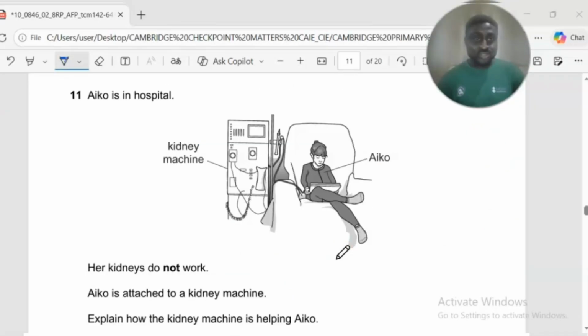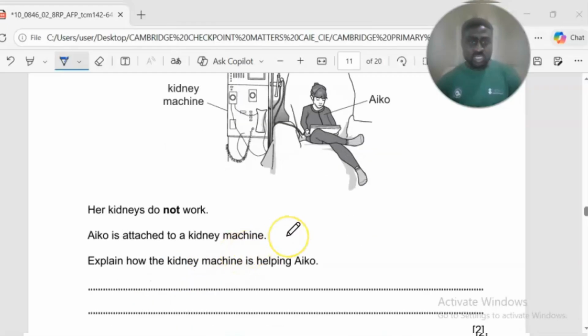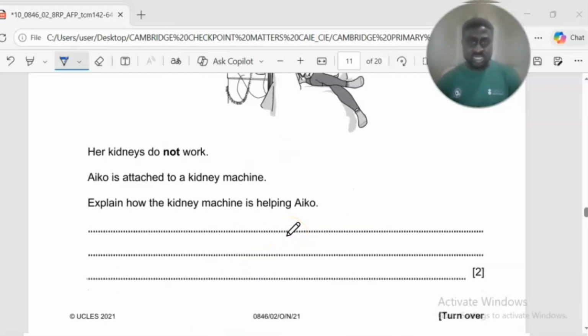Here we are, moving on to question 11. Aiko is in hospital. We have a picture here showing Aiko attached to a kidney machine. We all know the dialysis process that goes on when an individual has developed kidney issues or kidney malfunction. So that is the typical picture that is replicated here. Her kidneys do not work. Aiko is attached to a kidney machine as illustrated earlier. Explain how the kidney machine is helping Aiko.